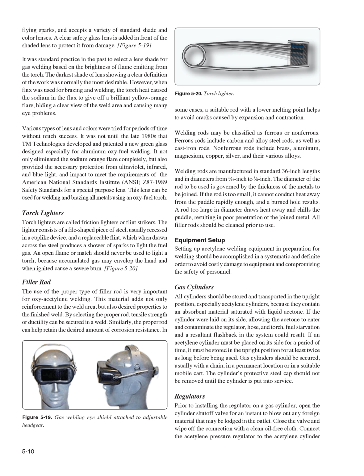Torch lighters are called friction lighters or flint strikers. The lighter consists of a file-shaped piece of steel, usually recessed in a cup-like device, and a replaceable flint, which when drawn across the steel produces a shower of sparks to light the fuel gas. An open flame or match should never be used to light a torch, because accumulated gas may envelop the hand and when ignited cause a severe burn.